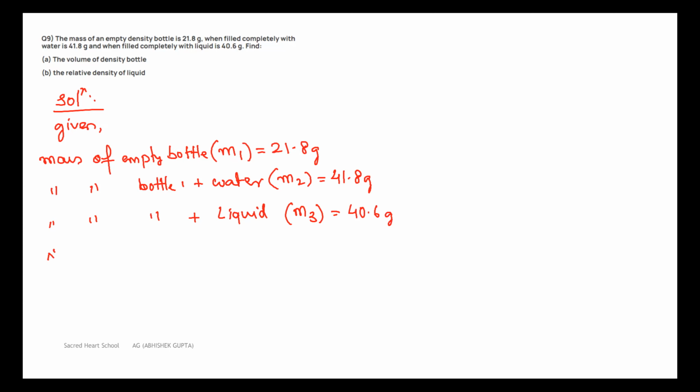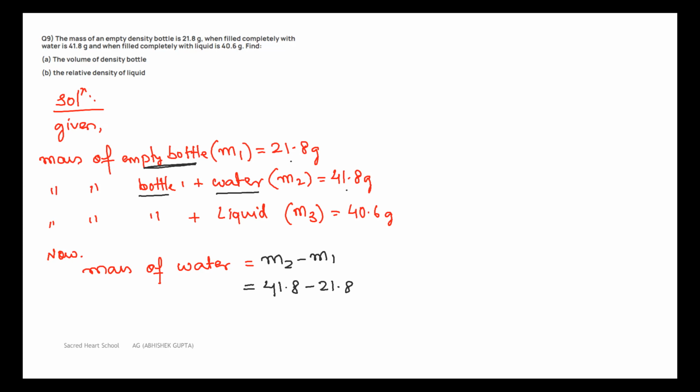Now, what will be the mass of water? Because empty bottle is this much, bottle plus water is this much, so if from bottle plus water I minus the bottle, I'll get it. This will become M2 minus M1, which will be how much? Solve it. 41.8 minus 21.8, which is 20 gram. This is the mass of water.